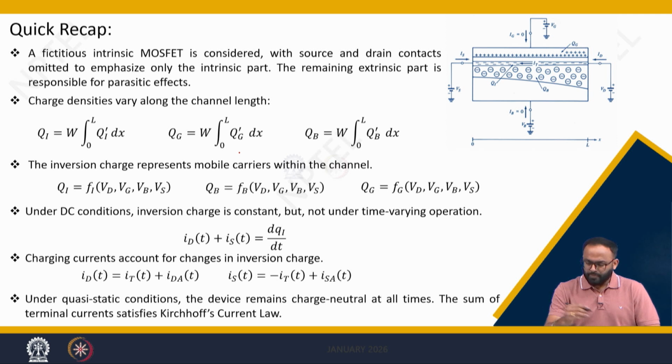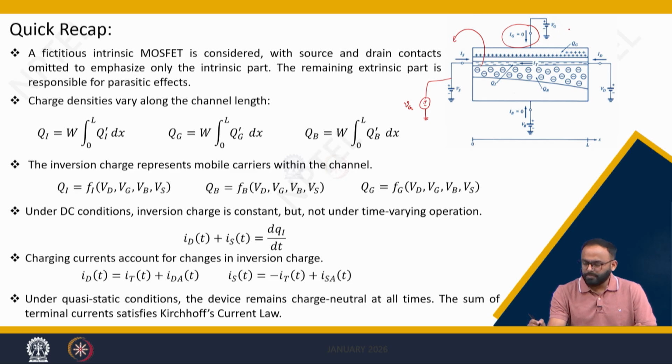Let us do a quick recap. In the previous lecture we were discussing the quasi-static operation, mentioning that when the terminal voltages vary very slowly, that is, the variation of the terminal voltage Vg is very small, then we can consider the quasi-static operation and the DC operation as similar. However, though the charge and voltage relations will be applicable the same as in DC analysis, the terminal current cannot be captured by the DC analysis.